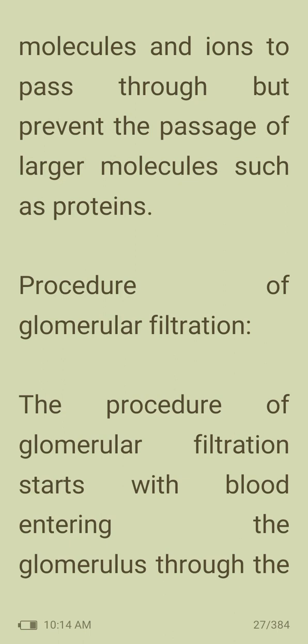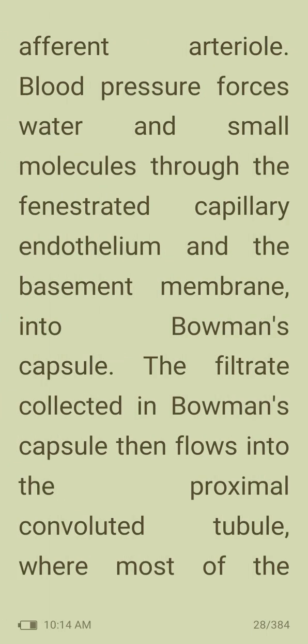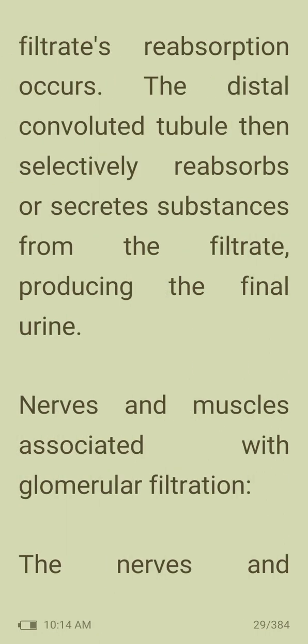Then procedure. The procedure of glomerular filtration starts with blood entering the glomerulus through the afferent arteriole. Blood pressure forces water and small molecules through the fenestrated capillary endothelium and the basement membrane into Bowman's capsule. The filtrate collected in Bowman's capsule then flows into the proximal convoluted tubule, where most of the filtrate's reabsorption occurs. The distal convoluted tubule then selectively reabsorbs or secretes substances from the filtrate, producing the final urine.